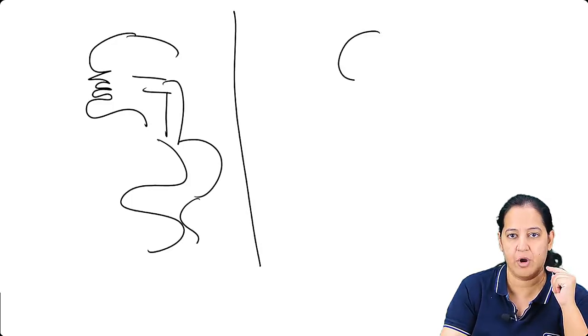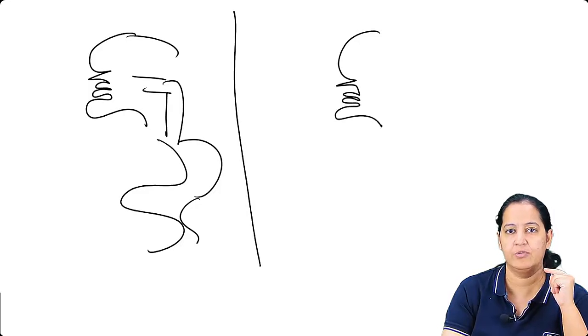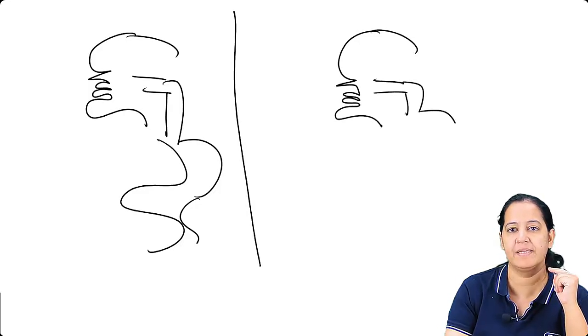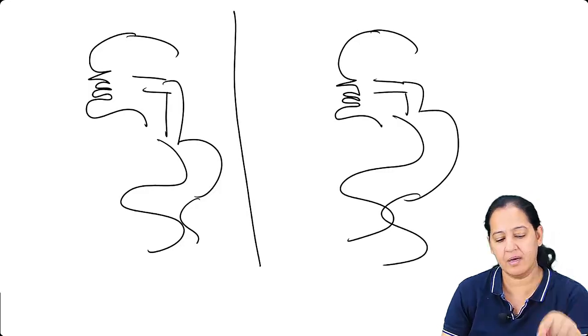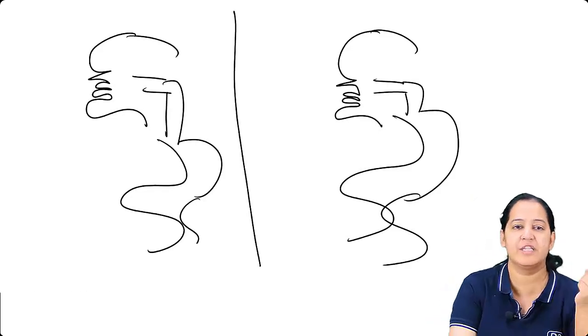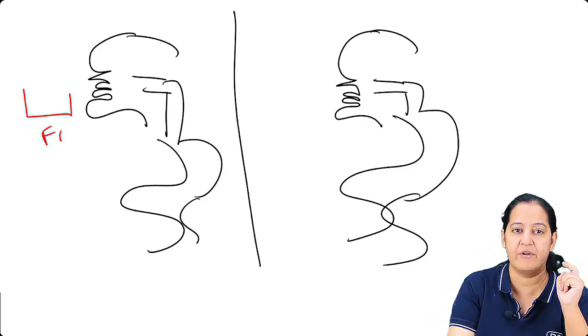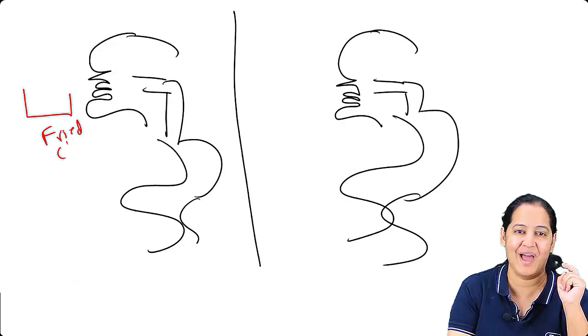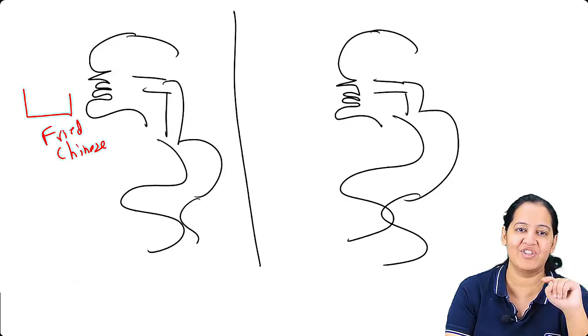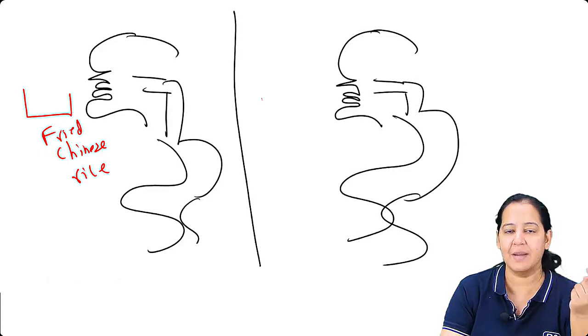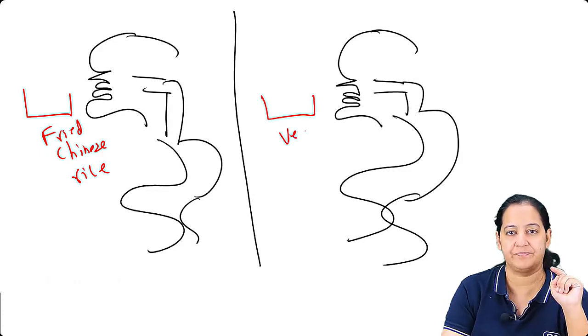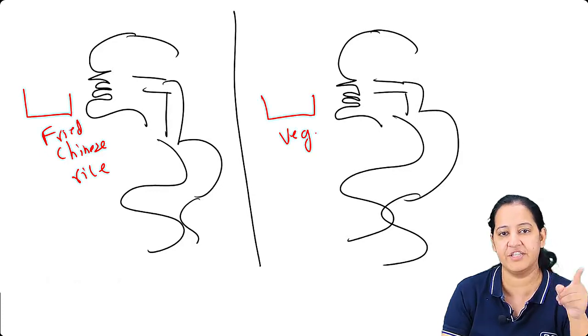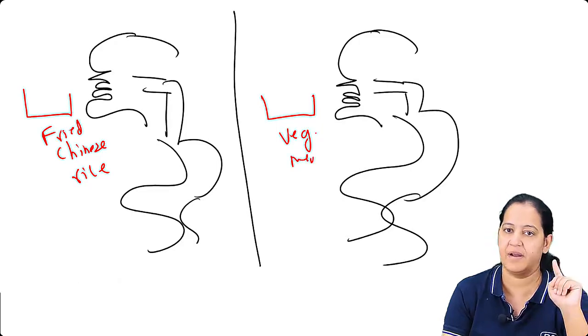The same I would like to draw again to explain you the 2 types of food poisoning caused by Bacillus cereus back to back. The first person is eating fried rice, Chinese fried rice. The second person is eating the vegetables or meat contaminated.